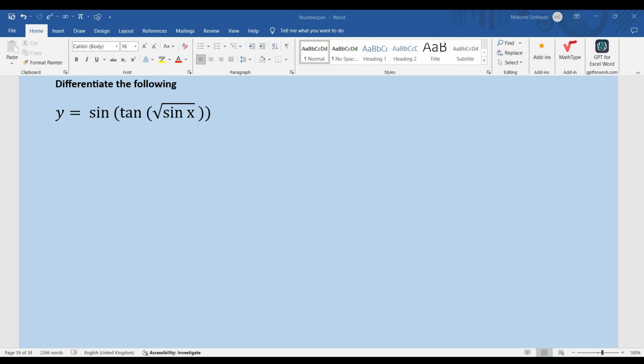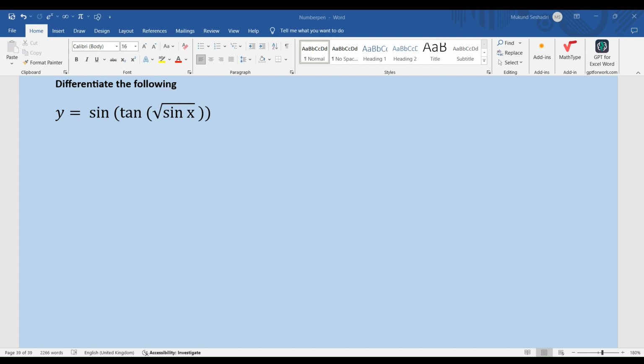So we have four functions, right? So how do I arrive at the number four? We have a sine function, that's our outermost function. Then I have a tan function. Then I have a root function. Then again I have a sine function, right? So I'm not going to solve this by the method of substitution.